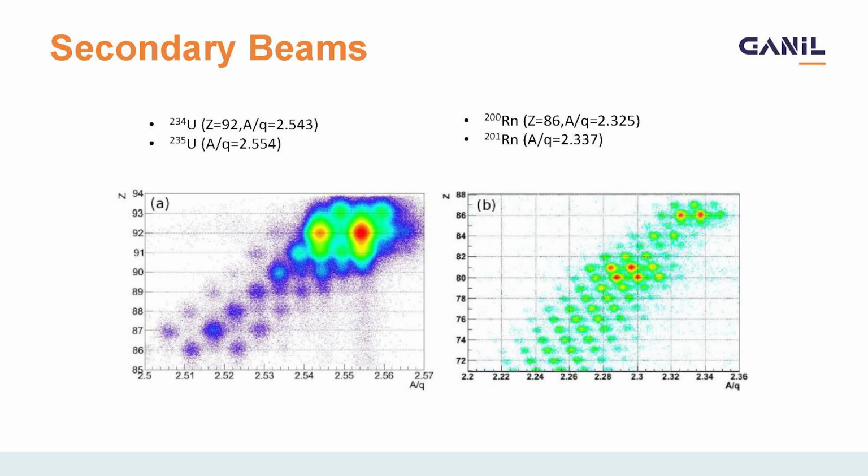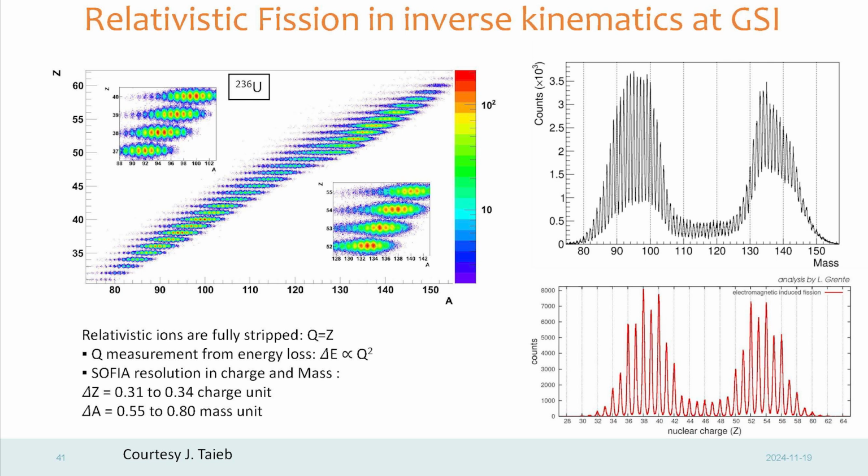This A over Q is not measured in the Aladdin. Just to be clear, it's measured in the separator, in the first part. Here, this is for this part. Okay. So once you select on this, afterwards now you can look at what is obtained in terms of charge here and mass. And here are the complete distributions that are obtained.